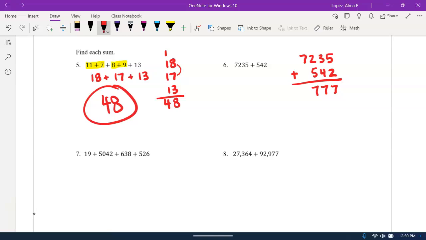And I'm going to add the thousands together. Since there's just one, that's pretty easy. I get to bring it down. So the sum of those two numbers is 7,777.